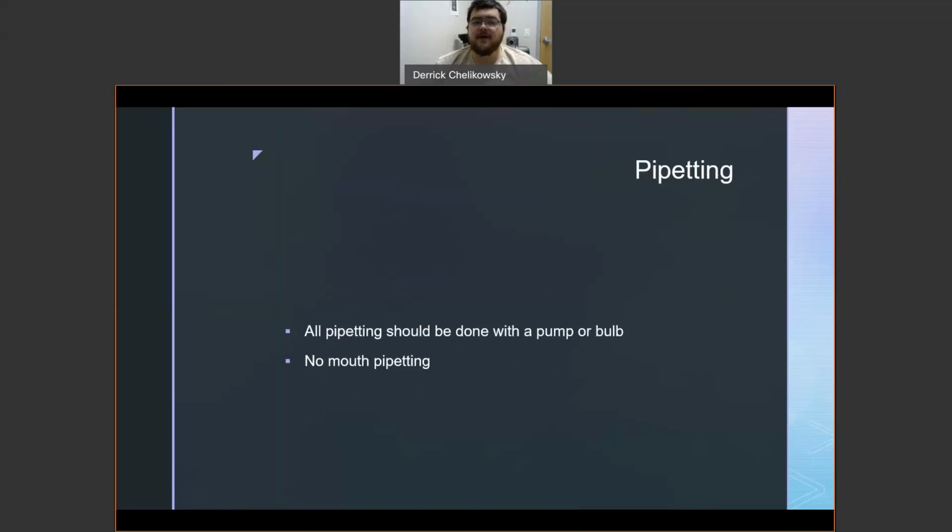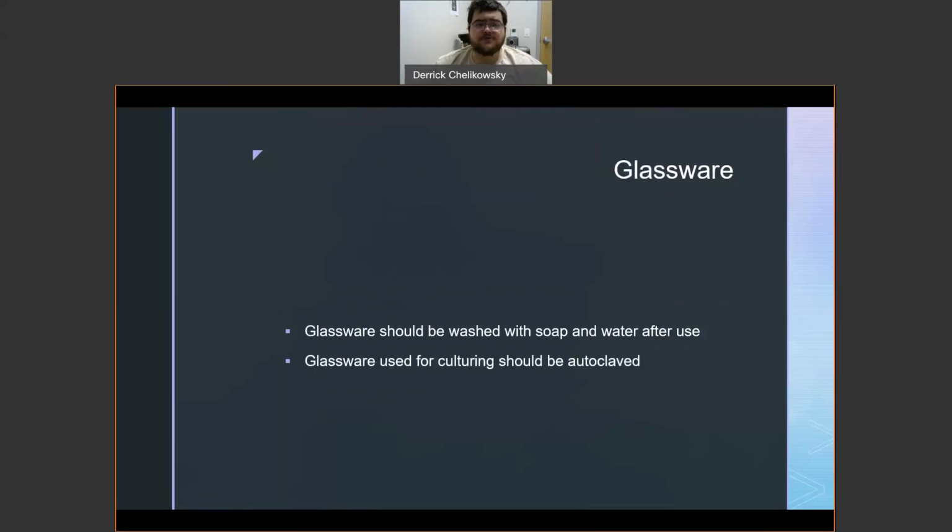Pipetting should always be done with a pump or a bulb. No mouth pipetting. I don't care if you learned it in high school. I don't care if you know how to do it. No mouth pipetting. Glassware should be washed with soap and water after use. Glassware used for culturing should be autoclaved.